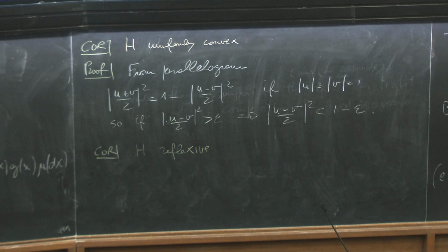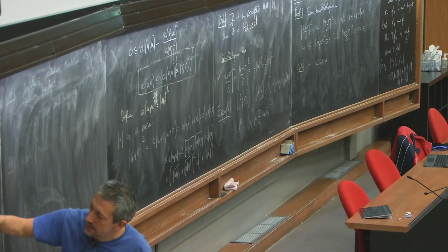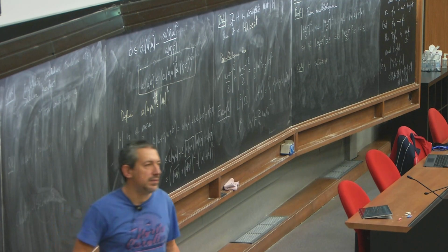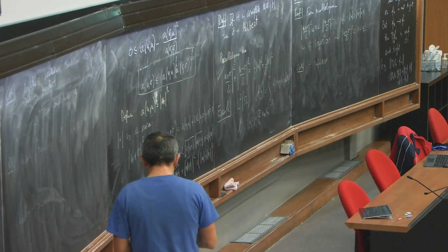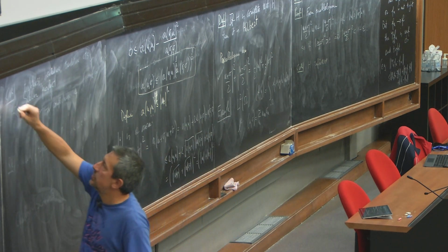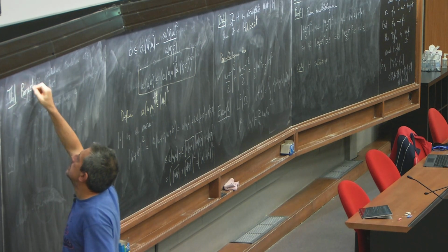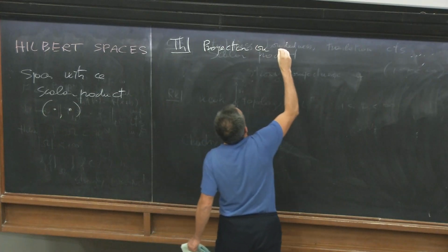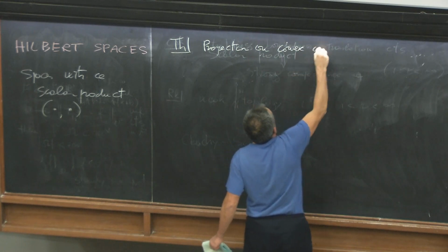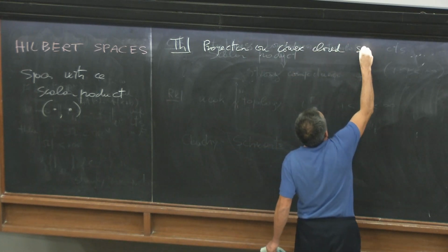So sorry, I just switch. From now on, the scalar product is denoted by this symbol. I forget about what it is. It's just this symbol. So now the theorem is the projection on convex closed sets.